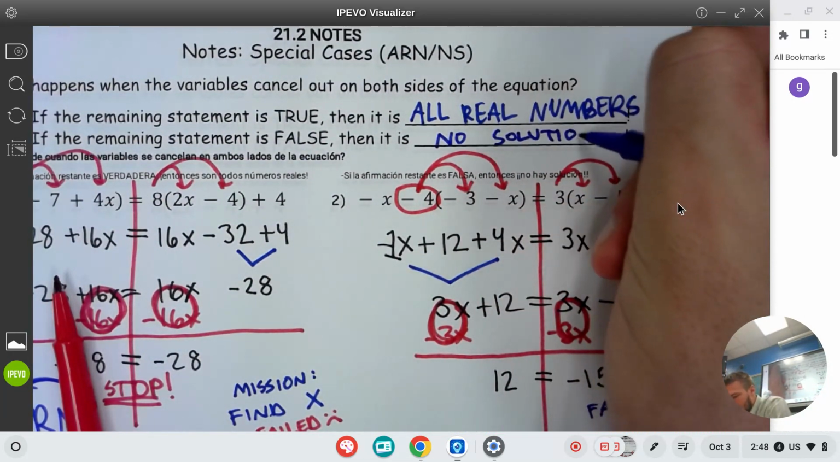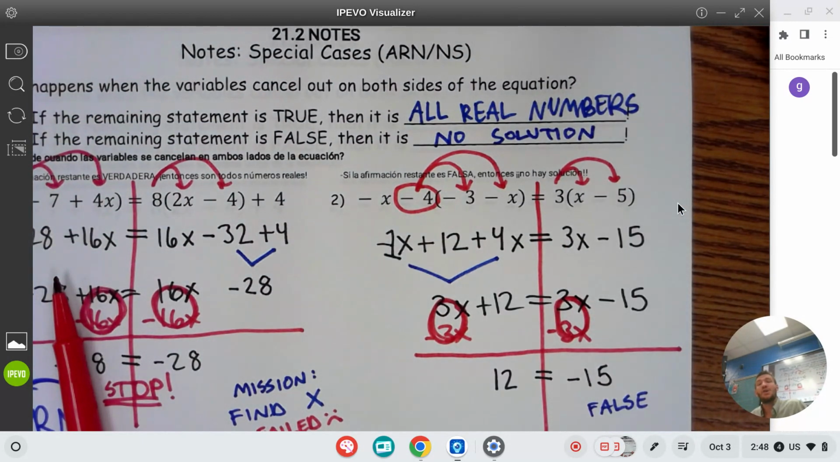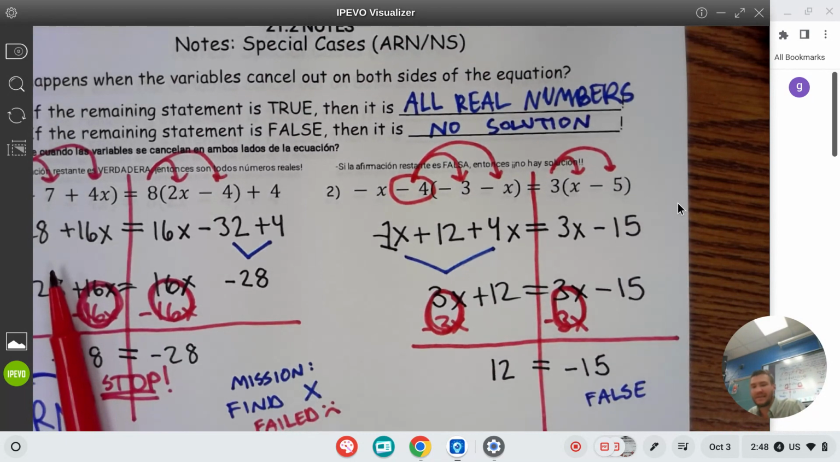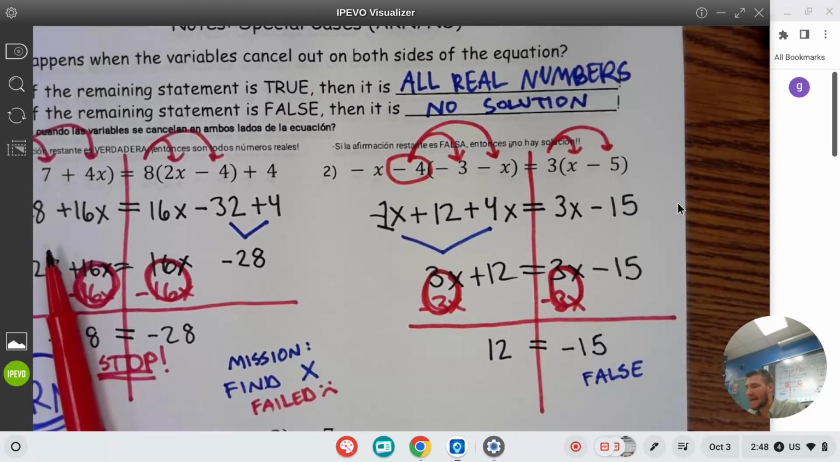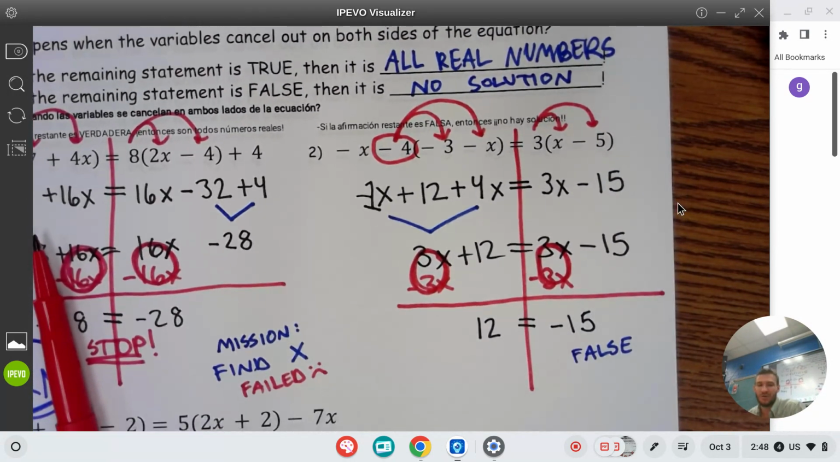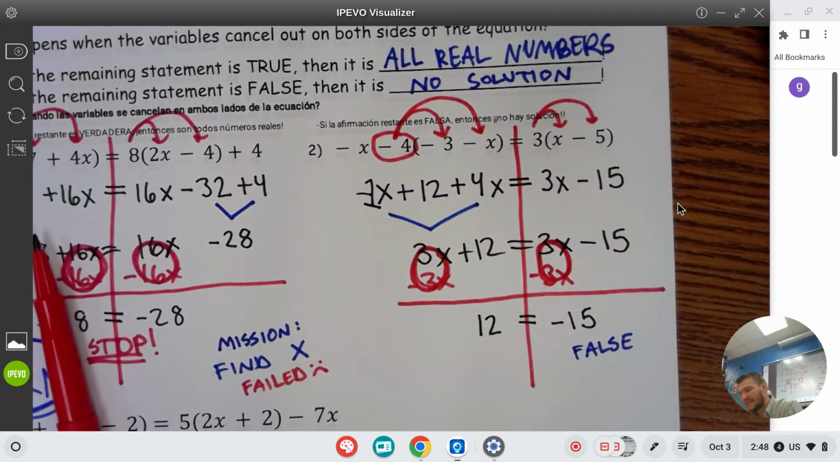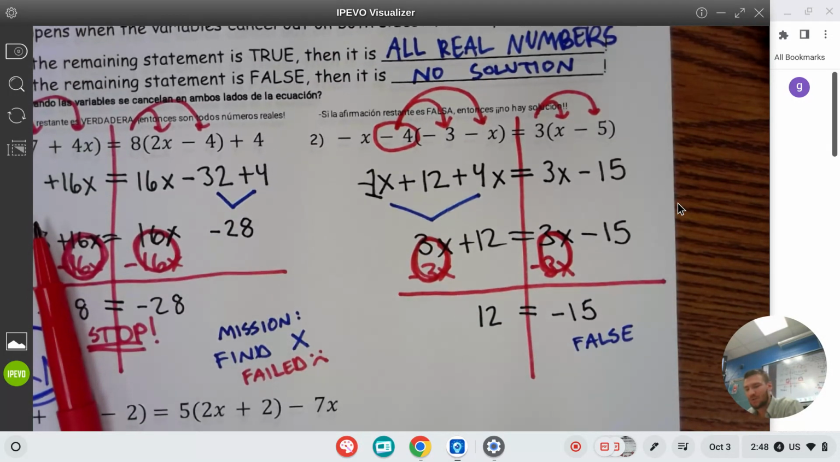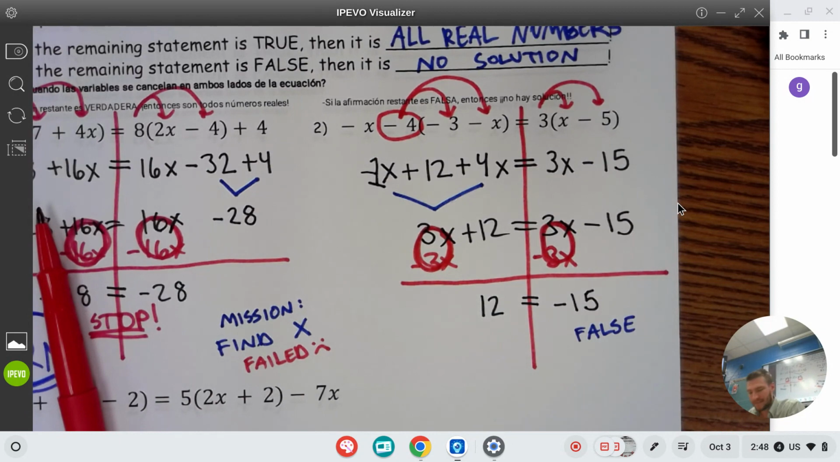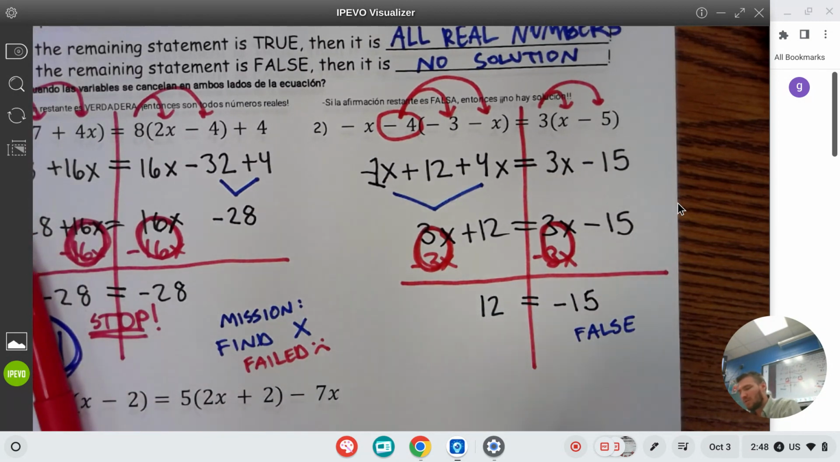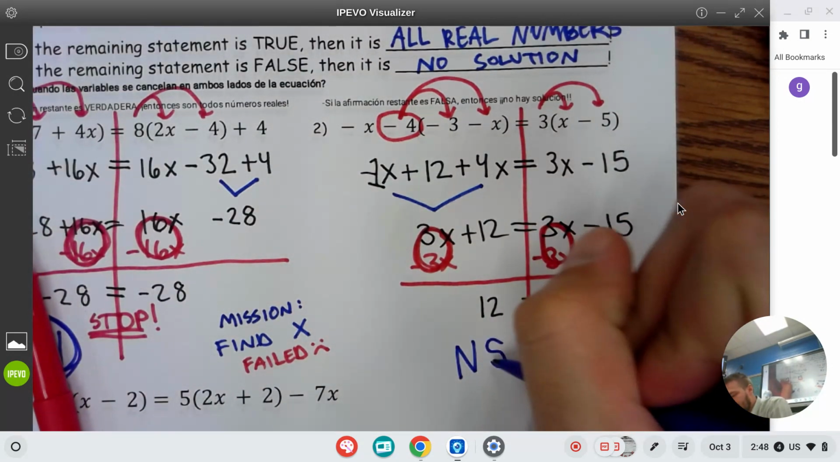What that means is that no matter what number you pick, you could try every single number between negative 10 billion and positive 100 trillion. Still, none of the x's would work. This would be false every single time. So, we're going to put in NS.